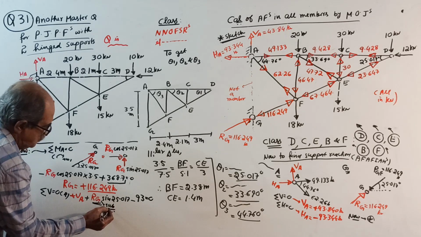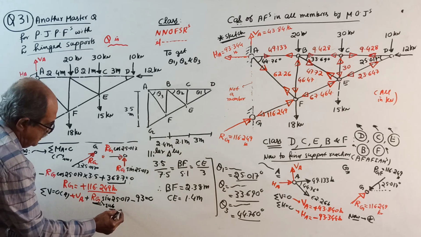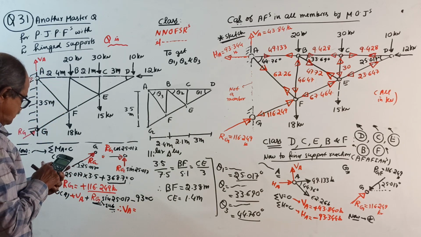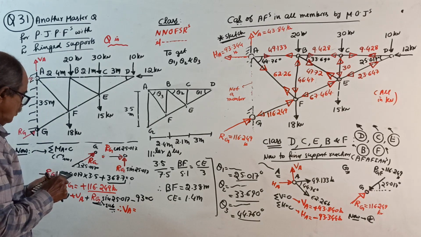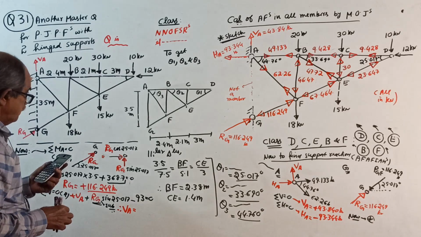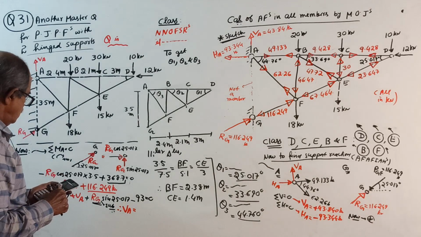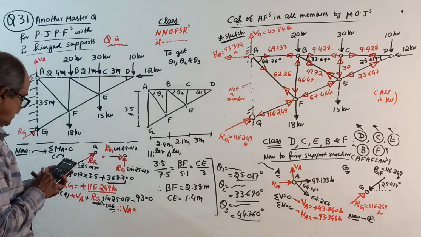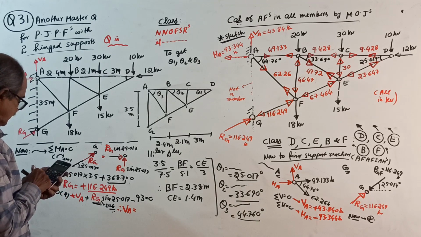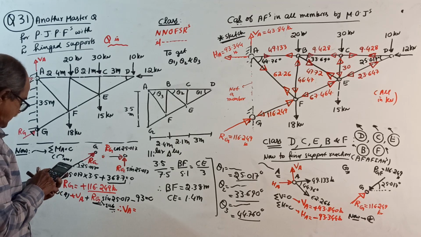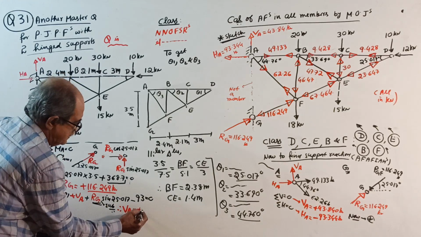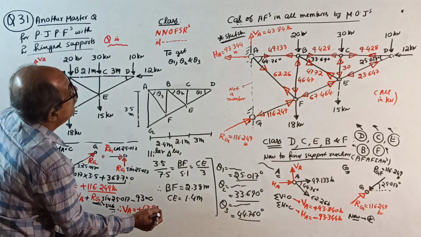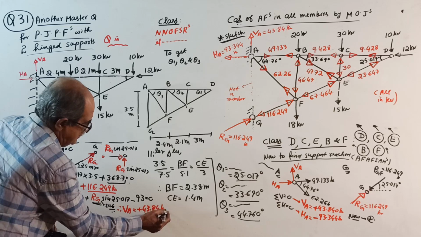Substitute for whatever Rg you got. Therefore, you get the value of VA. Rg into sin 25.017, so what? 116.249 into sine of 25.017 is 49. Minus 93 is minus 43.84. 84 kilonewton. You get RVA.